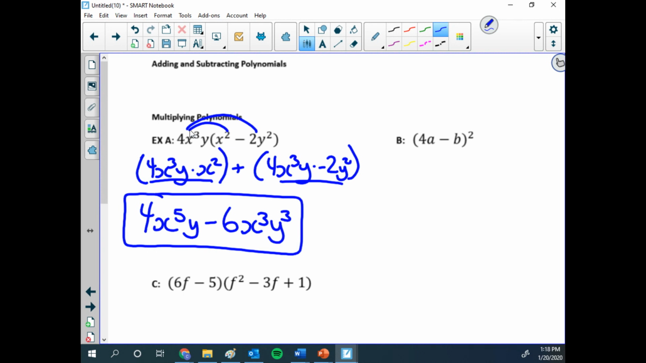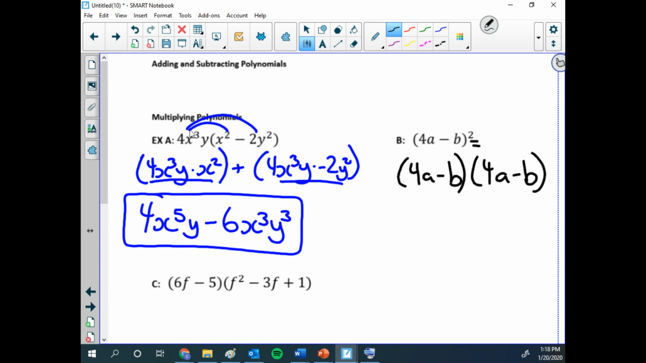All right, B: 4a minus b all to the power of 2. This is a big multiplication question that a lot of people will mess up on. How do I properly multiply that out? Power of a power? Well, it wouldn't be in the multiplying polynomial section if it was just power of a power. I can only do power of a power if I have a monomial inside the brackets. That's a binomial. So how many 4a minus b's are there? Two of them. So this is equivalent to 4a minus b times 4a minus b.